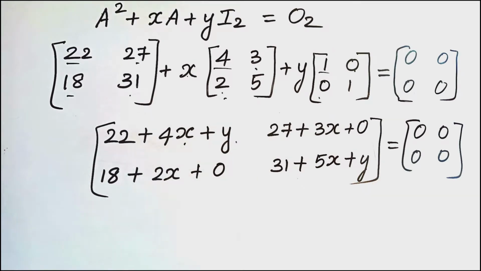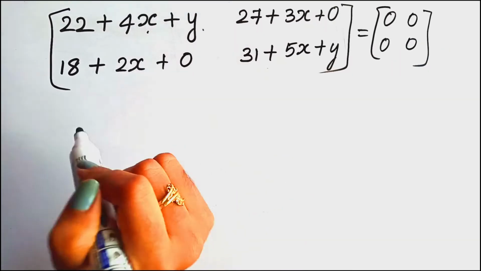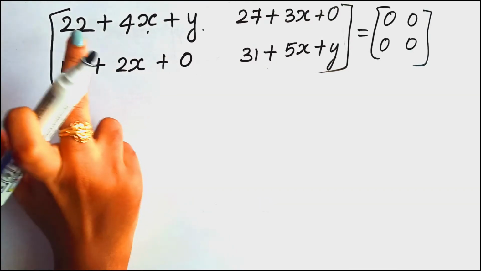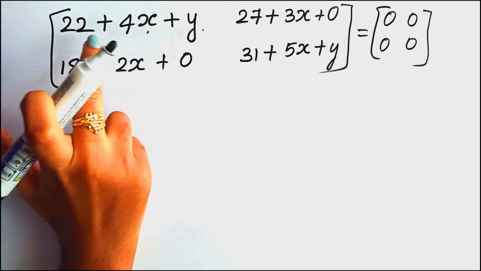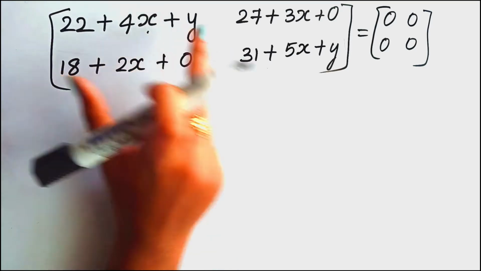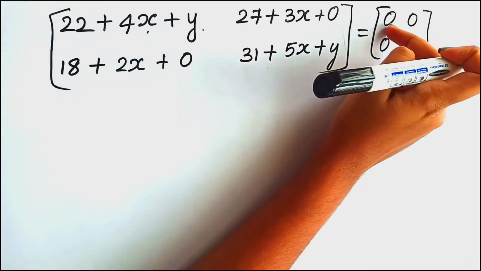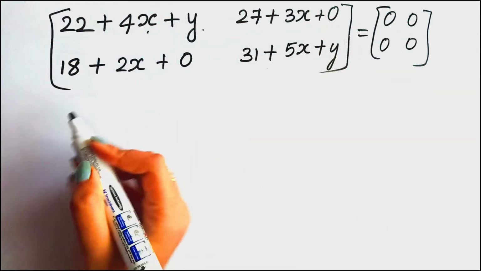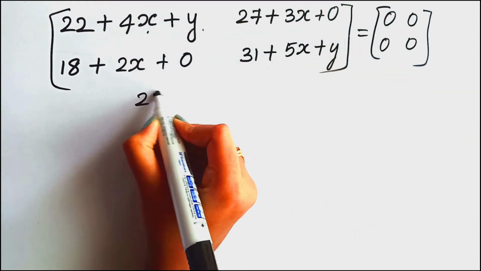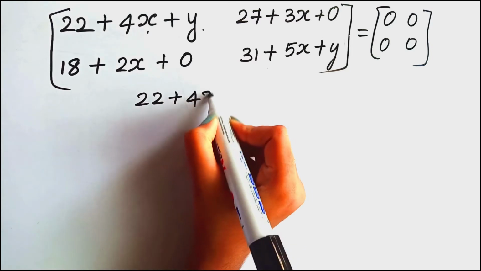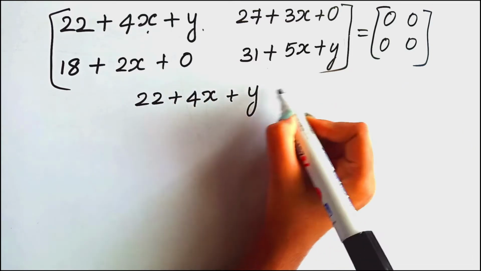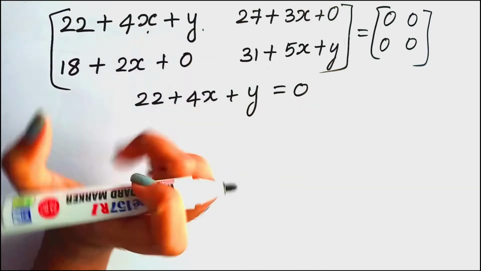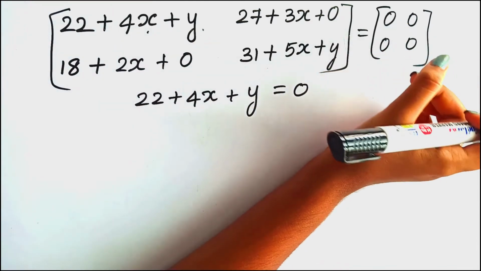So let's find it. For finding that, first you have to find the equations. So the first equation is, here you can see that 22 plus 4x plus y is equal to, here the first element is 0, right? So we are equating these first elements. So the first equation is 22 plus 4x plus y is equal to 0. So this is our first equation, which means I've covered the first elements.